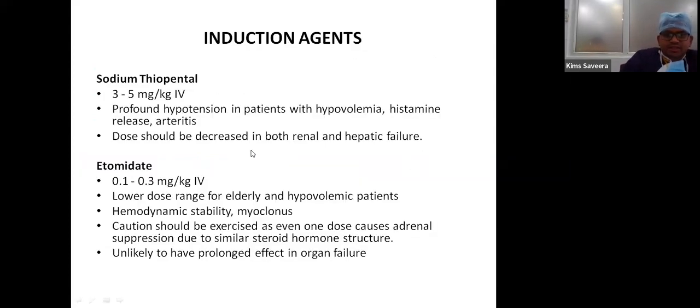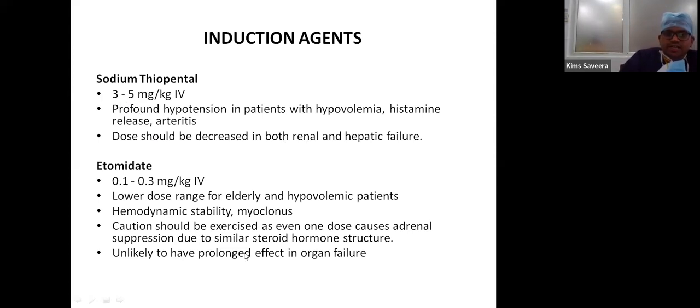After pre-oxygenation, then induction agents. Generally, we use 3 or 4 induction agents. Sodium thiopentone, we generally don't use in ICUs. It is seen in OTs, at 3 to 5 mg per kg. These drugs have some side effects like profound hypotension or hypovolemia due to histamine release, and doses should be decreased in renal and hepatic dysfunction.